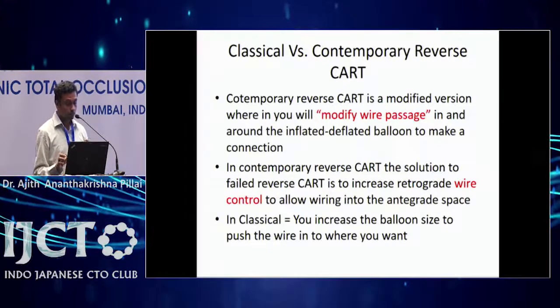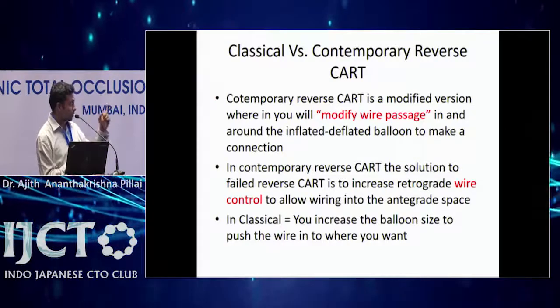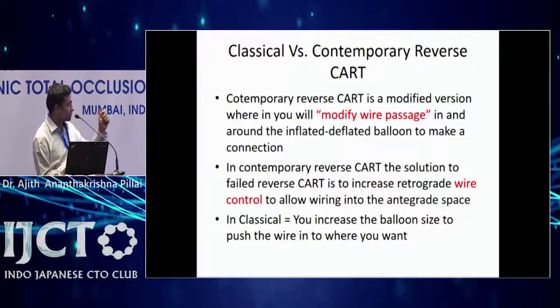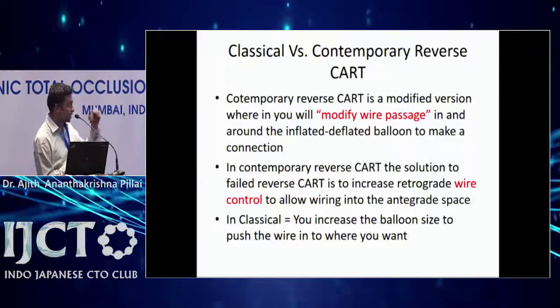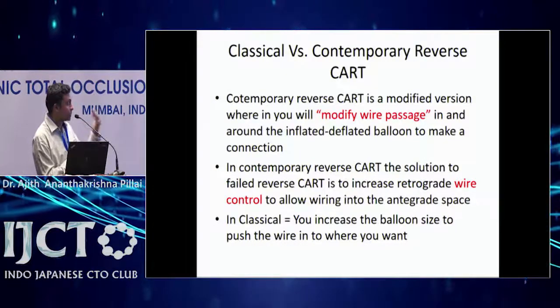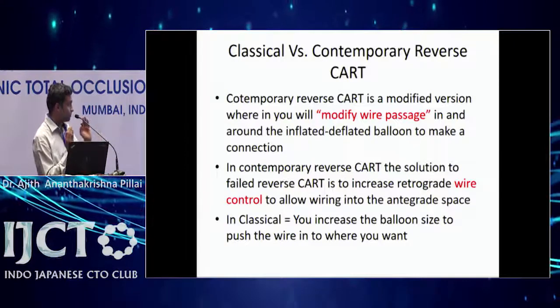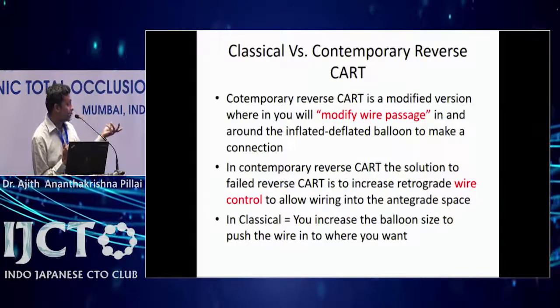Here the most important thing is wire control. So the important term is wire control. In contemporary reverse cut, the solution to a failed reverse cut is to increase the retrograde wire control to allow wiring into the antegrade space. You can use a floppy wire, you can use an Ultimate Pro or intermediate wire, you can use a Confianza Pro. So wire is the key. Balloon is just a medium through which you can make a connection.